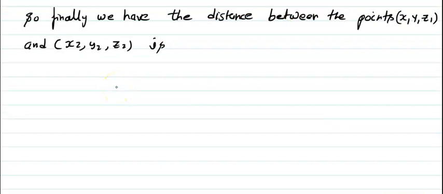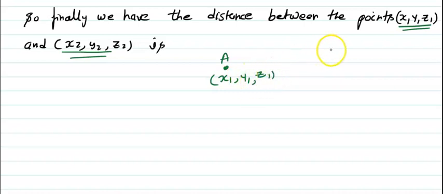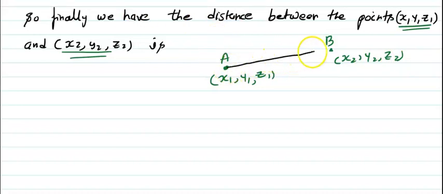So finally, if points are not at the origin, and they are x1, y1, z1 and x2, y2, z2, the distance between the points x1, y1, z1, so this is not the origin. Suppose this is A, given as x1, y1 and z1, and here is a point B, given as x2, y2 and z2, and the distance between these 2 points is AB.